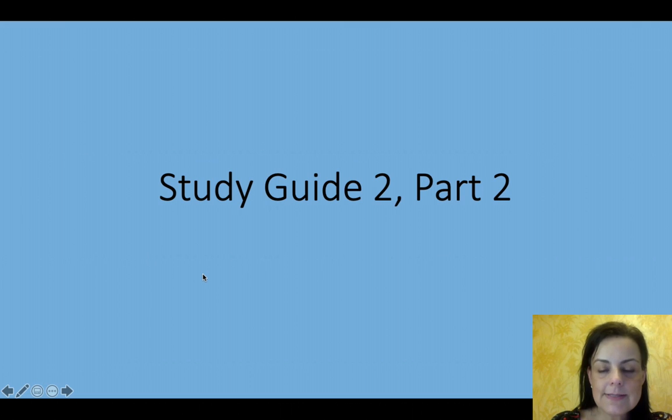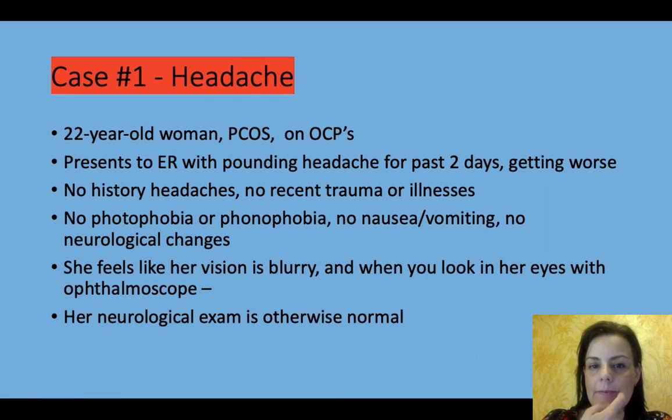All right, so this is the second part of Study Guide 2. I think we have 3 cases. First is another headache case. So this time we've got a young woman. She has polycystic ovarian syndrome and she is on oral contraceptives. So that's kind of an important thing sometimes to note, especially when you're concerned about clotting.